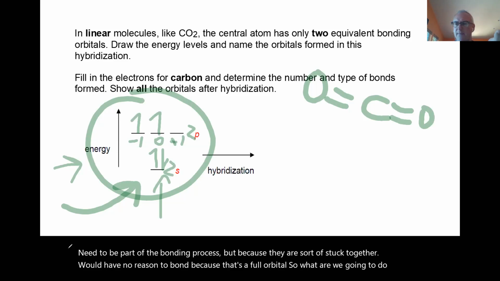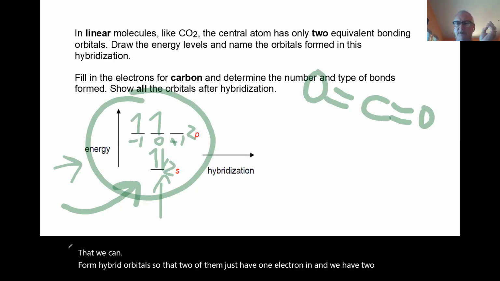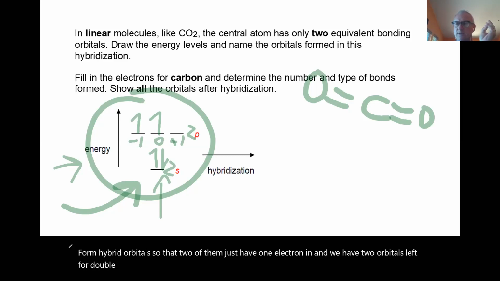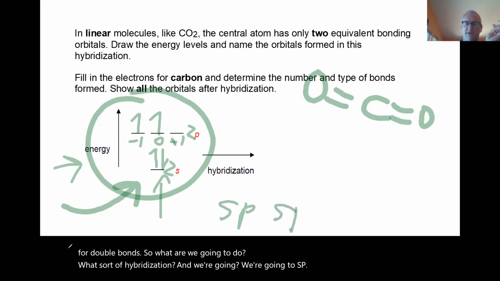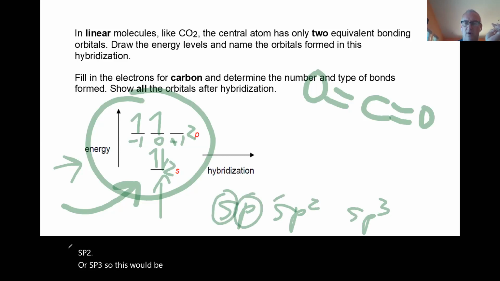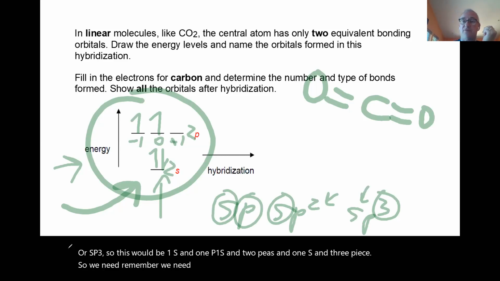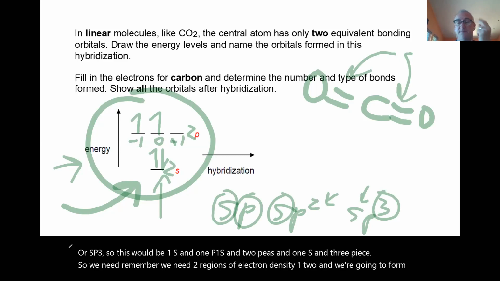We need some way that we can form hybrid orbitals so that two of them just have one electron in, and we have two orbitals left for double bonds. So what sort of hybridization are we going to do? We're going to do SP, SP2, or SP3. So this would be 1s and 1p, 1s and 2p's, and 1s and 3p's. So we need, remember, two regions of electron density, 1, 2. And we're going to form two sigma bonds, right?